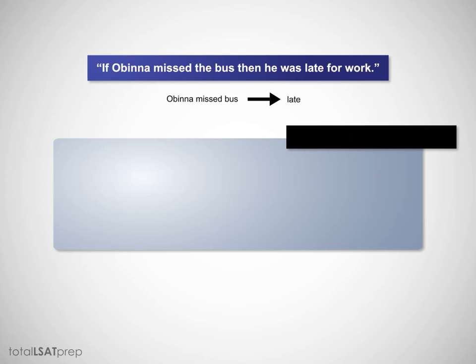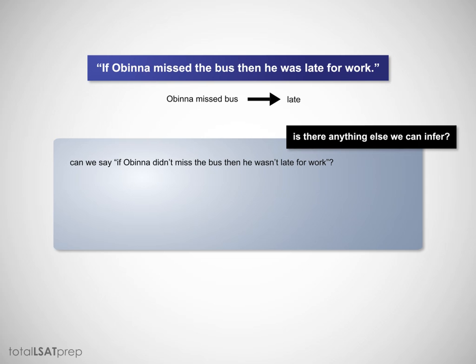Now the question is, is there anything else that we can infer? We already know that we can infer the contrapositive, but is there anything else? For example, can we just say, if Obina didn't miss the bus, then he wasn't late for work? In this case, we're just negating the conditions. We're not switching them. Well, no.